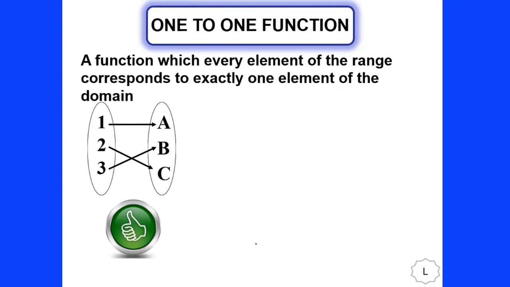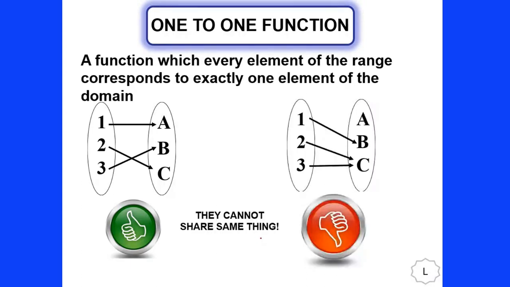And one-to-one function. Look. A function in which every element of the range corresponds to exactly one element of the domain. This is one-to-one function. And this one: 1 to B, 2 to C, 3 to C. This one shares the same range, so you cannot say this is a one-to-one function.